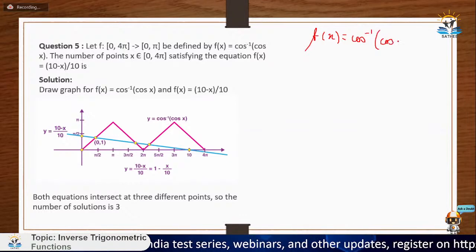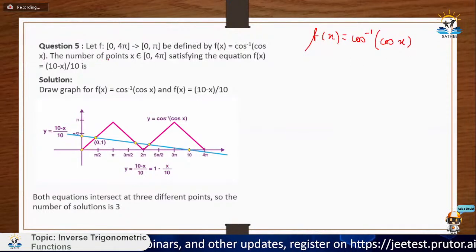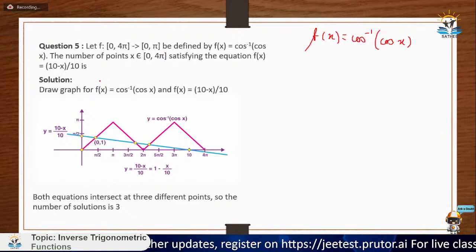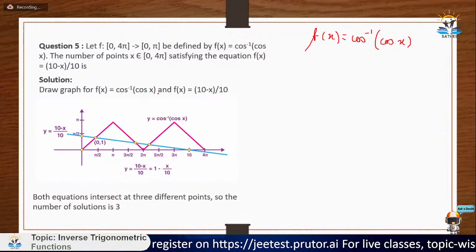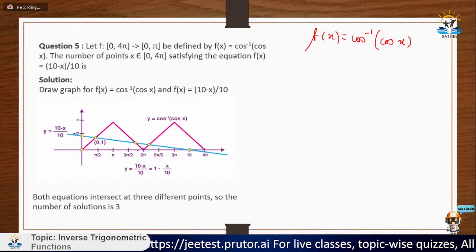Don't take it as just x. What we have been asked is the number of points x from 0 to 4 pi satisfying the equation f(x) equals this thing. So firstly we have to draw the graph of cos inverse cos x. It is something like this. These types of graphs you should also know.